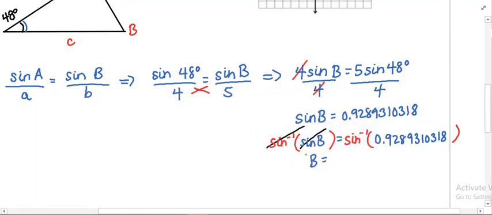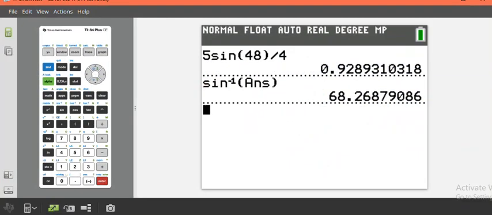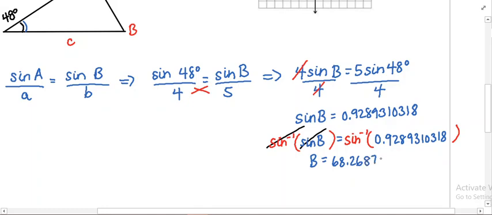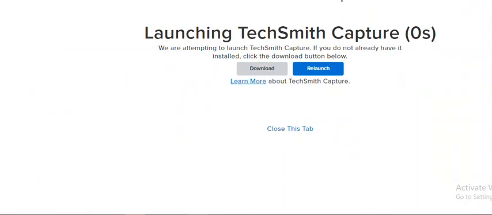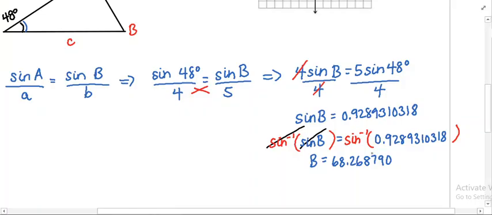So this is going to be 68.26879086, I believe. Yes. All right, so here we go, and that's in degrees. So that is the measure of angle B here. I'm going to round it to 2 decimal places. So this is going to be 68.27 degrees. I'm going to jot this down. This is what angle B is, approximately 68.27 degrees.